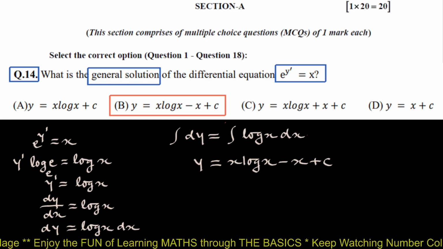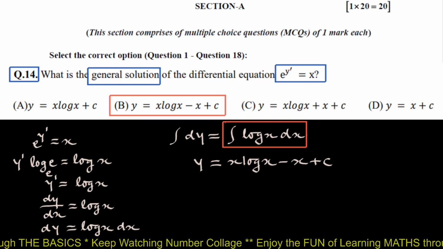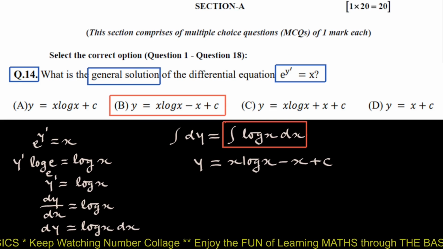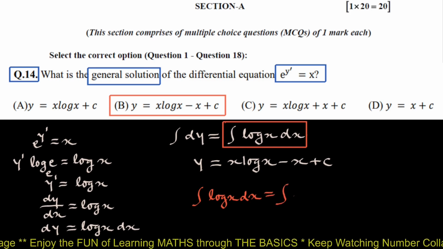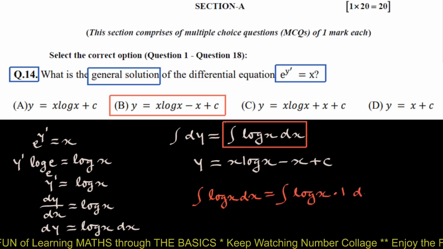Integration of log x dx can be found out by integration by parts. Writing it as integral log x dx equals integral of log x into 1 dx.